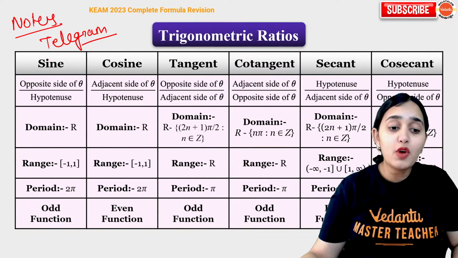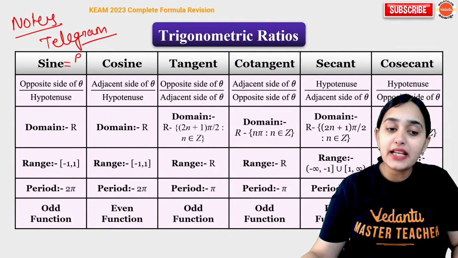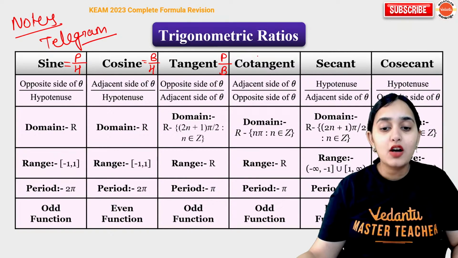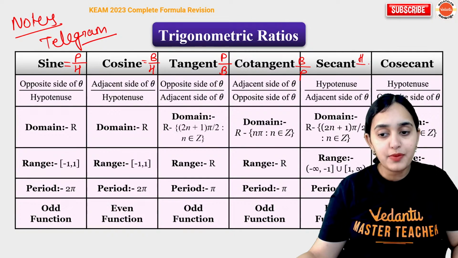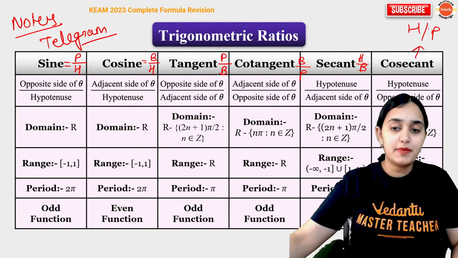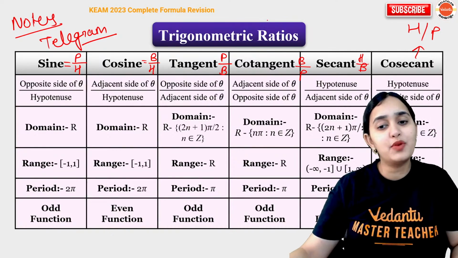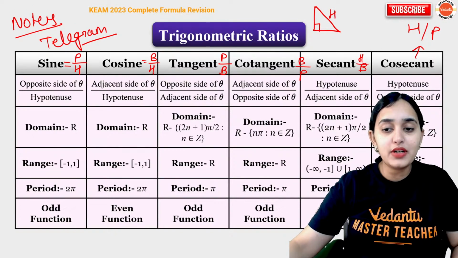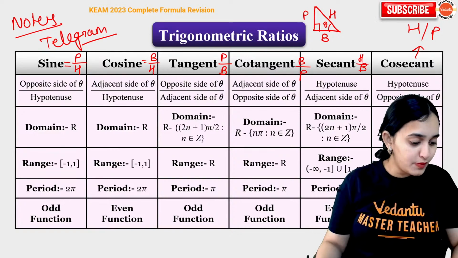Now, what is sine? Sine is perpendicular upon hypotenuse. Cosine is base upon hypotenuse. Tangent is perpendicular upon base. Cot is the opposite of this, base upon perpendicular. Secant is hypotenuse upon base. Cosec is hypotenuse upon perpendicular. Now don't ask me, ma'am, what is hypotenuse. I hope you all know that if it is a right angle, this is the hypotenuse. If this is theta, then this is perpendicular and this is base. I hope you all know.